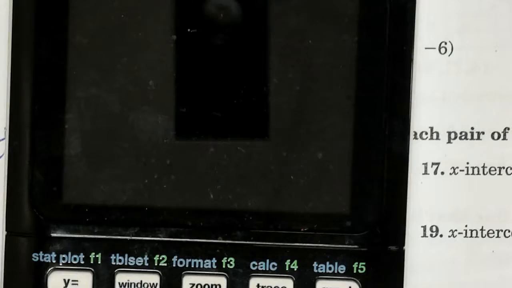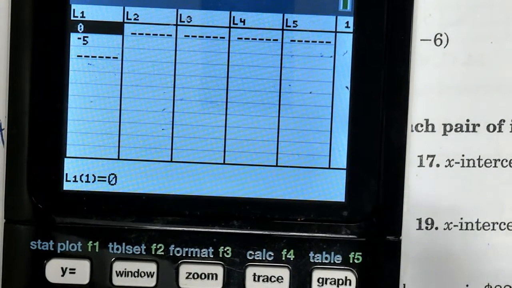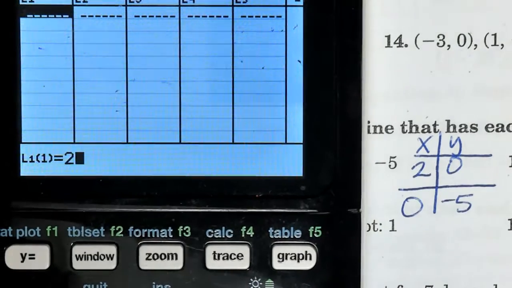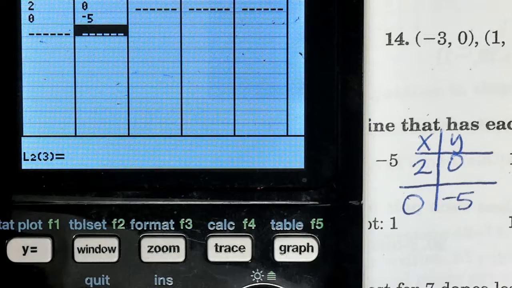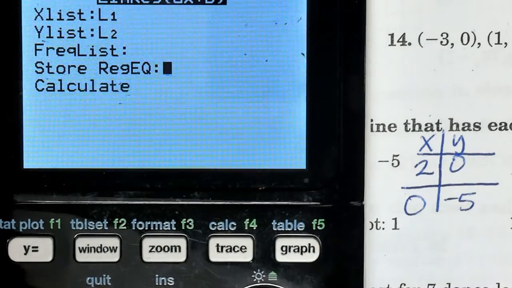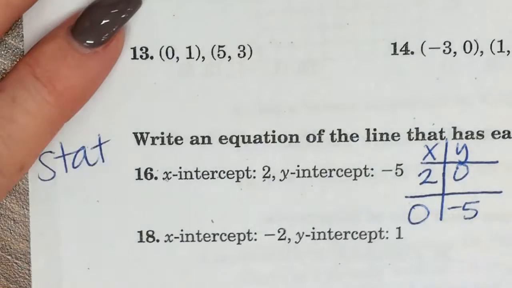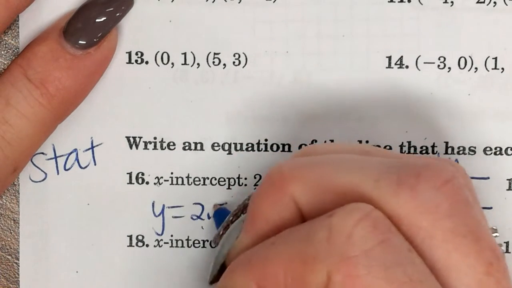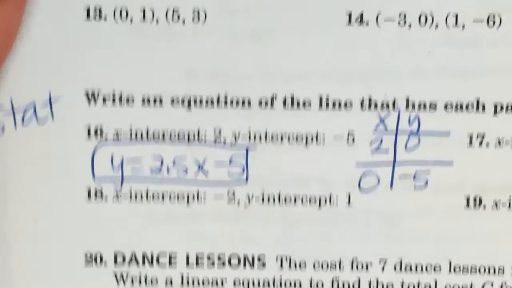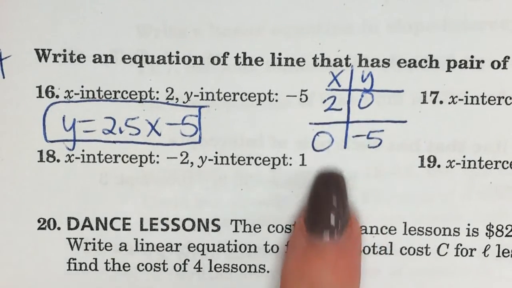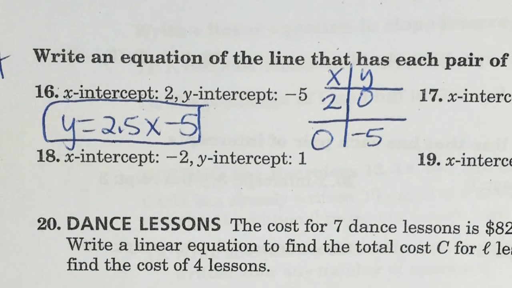Now I can go to stat, edit, and put that in. There's my equation. Y equals 2.5x minus 5. Do y'all understand how to get your coordinates from that? Okay. Do you have any questions?